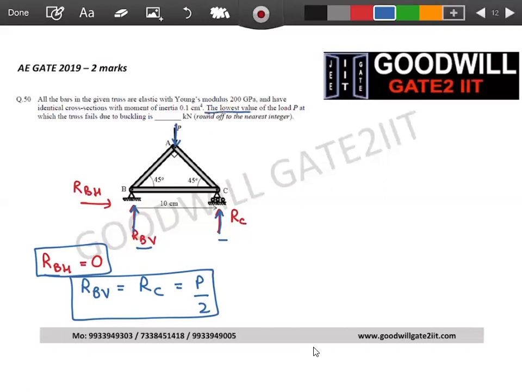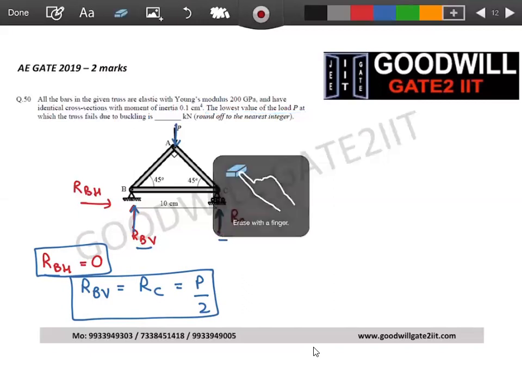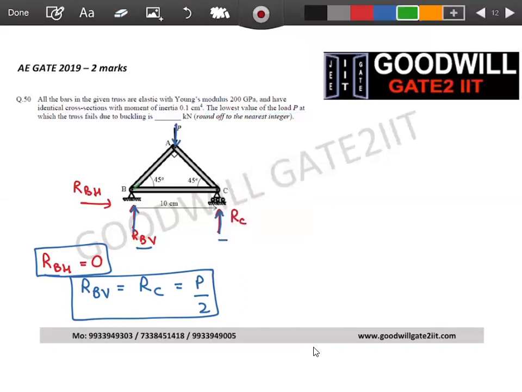Because we need to calculate the lowest value of P, I want to see all these 3 members. Because it's a symmetric structure, whatever force we have in AB, the same force will be present in AC, because it is a mirror image. But we need to solve separately for BC. Now let's start. I'm going to take joint A. Again, it's not a rule. You can go to any joint. You can go to joint B also if you like. Let's go to joint B.